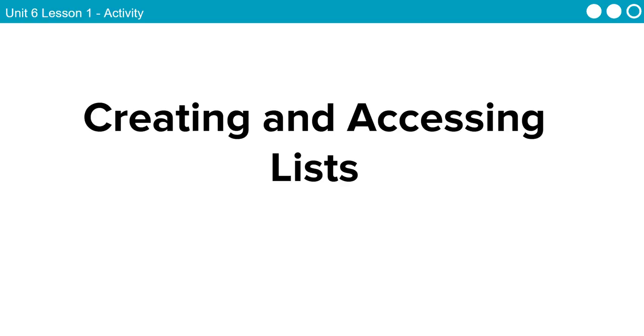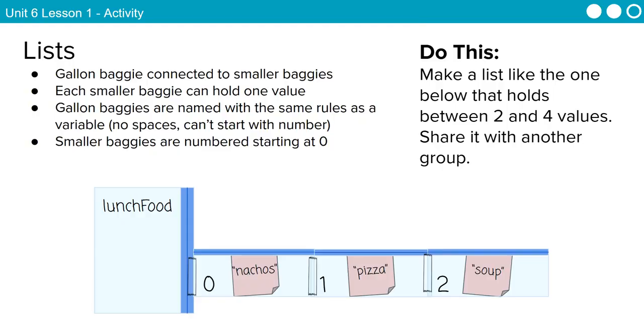If we're looking at this slide, we're using that visual of the Ziploc baggies. The idea here is this is my variable, my large Ziploc, and I've written the variable name on here, lunch food. But those individual baggies, this is my list. And because list is a data type, I can store this entire list to this variable, lunch food.